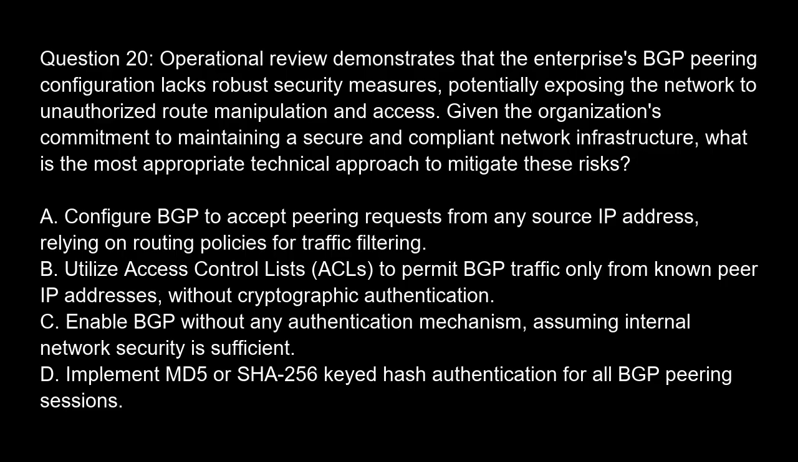Option A. Configure BGP to accept peering requests from any source IP address, relying on routing policies for traffic filtering. Option B. Utilize access control lists, ACL, to permit BGP traffic only from known peer IP addresses without cryptographic authentication. Option C. Enable BGP without any authentication mechanism, assuming internal network security is sufficient. Option D. Implement MD5 or SHA 256 keyed hash authentication for all BGP peering sessions.